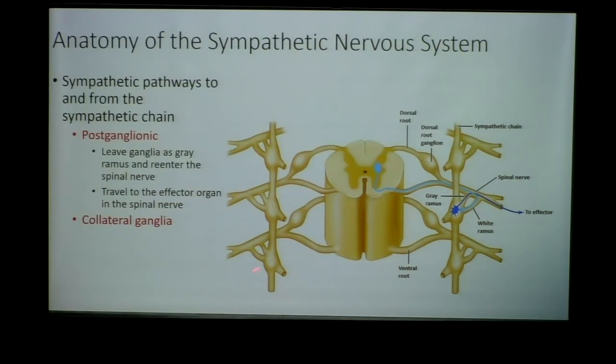Now, if it goes to a collateral ganglia, it will not synapse onto the sympathetic chain, but instead it will travel to that ganglia, which is usually around the gastrointestinal tract. It'll synapse onto that ganglia and then to its effector tissue. So the same scenario. The big picture here is that the preganglionic part of the neuron is myelinated, and the postganglionic part is unmyelinated. Myelinated, then unmyelinated.